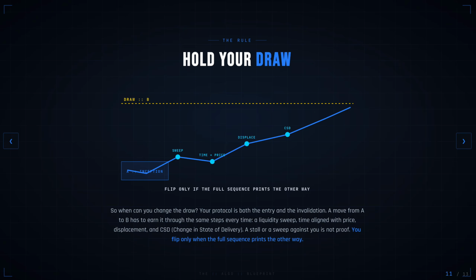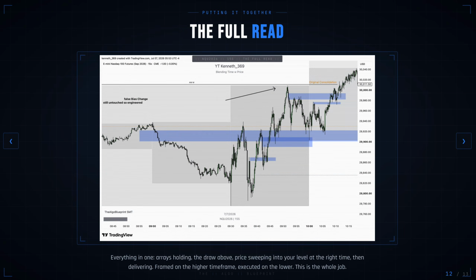A move from A to B has to earn it through the same steps every time. A liquidity sweep, time aligned with price, displacement, and change in the state of delivery. A stall or sweep against you is not proof. You flip only when the full sequence prints the other way. Everything in one array is holding the draw above the price, sweeping into a level at the right time, then delivering. Framed on the higher time frame, executed on the lower. This is the whole job.